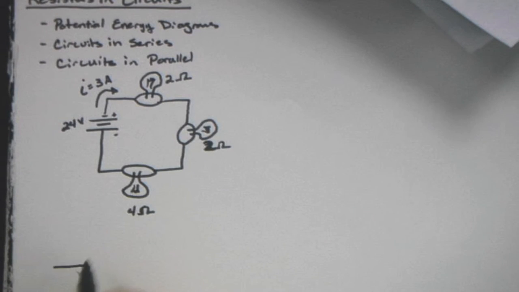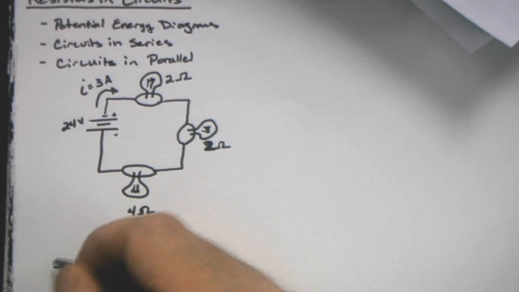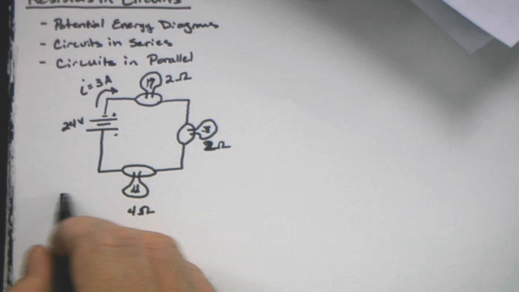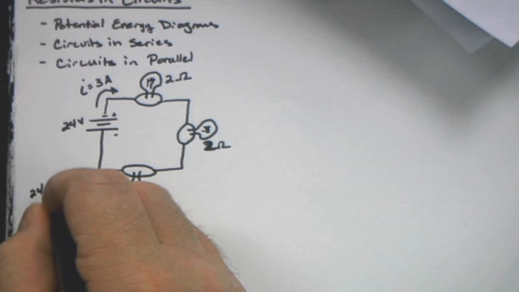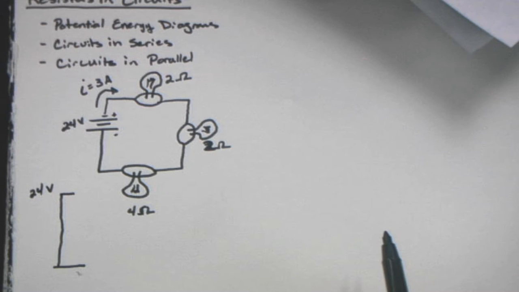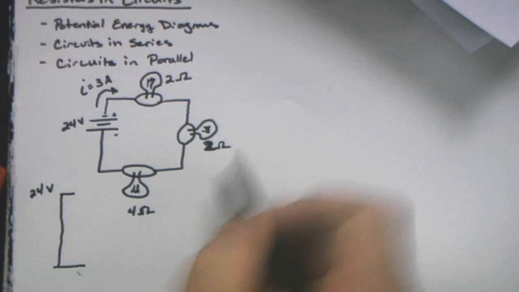But when you start a potential energy diagram, the first thing that happens is that you go through the battery and you gain all of your potential as you go through the battery. So we start at 24 volts. Okay. Then as we go through, I've told you that there's 3 amps in this circuit.